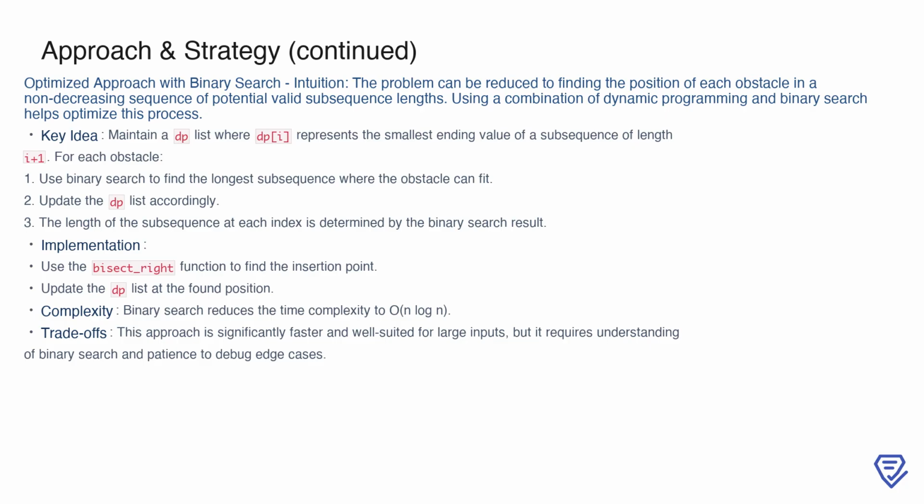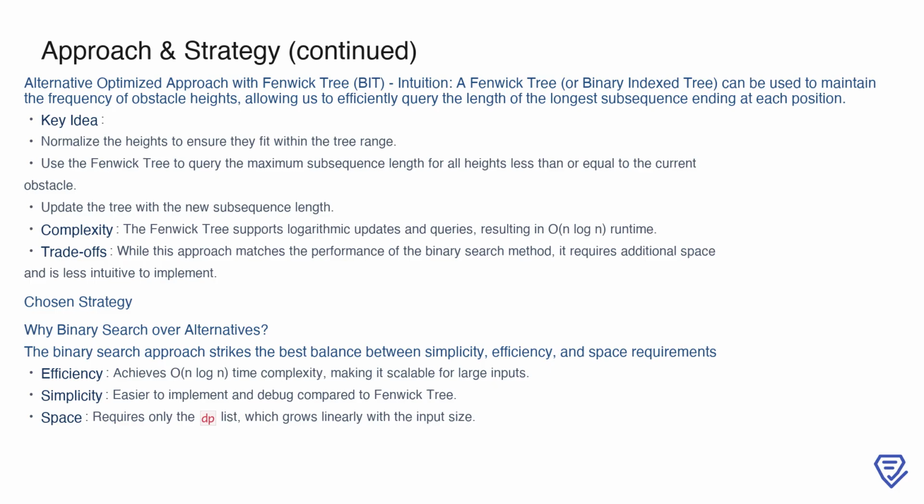Another optimized approach involves using a Fenwick tree, also known as a binary indexed tree, to solve the problem. The key idea here is to use the tree to efficiently maintain and query the frequency of obstacle heights. First, we normalize the obstacle heights to fit within the tree's range. Then, for each obstacle, we query the Fenwick tree to find the maximum length of a subsequence that can end at the current obstacle height. After finding this length, we update the tree with the new subsequence length at the respective position.